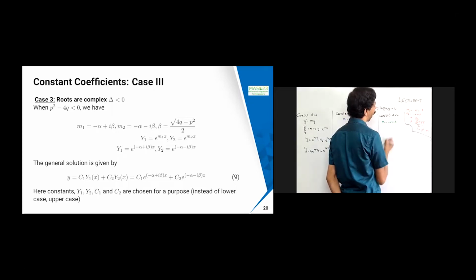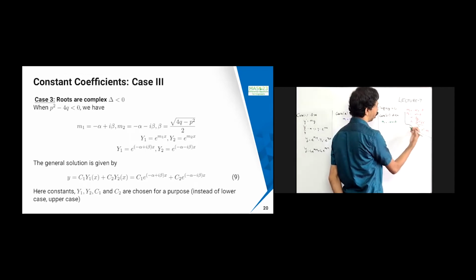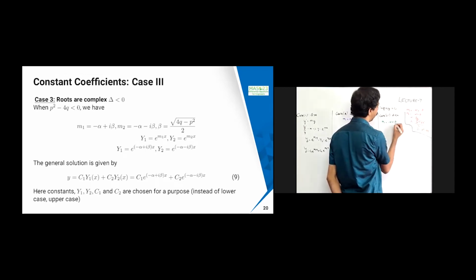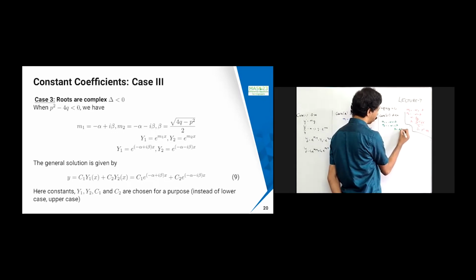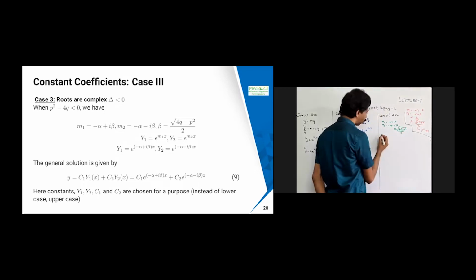Okay, this is going to become i beta. Because your delta is less than 0, instead of p square minus 4q, I'm going to write 4q minus p square. And m2 is equal to minus alpha minus i beta, where beta is nothing but root of 4q minus p square by 2. Okay.